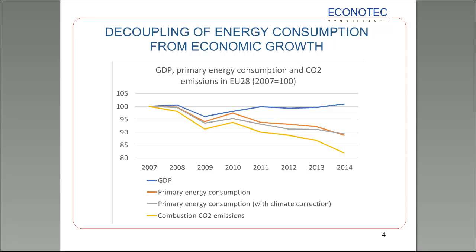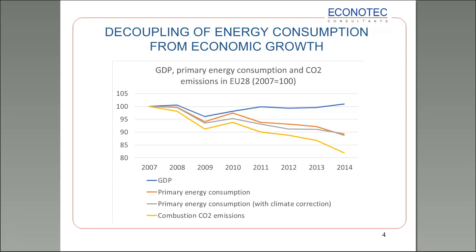The first chart here shows the decoupling of energy consumption from economic growth. The blue line shows the evolution of GDP, and then you have the evolution of primary energy consumption, the primary energy consumption after climate correction, and the evolution of the combustion CO2 emissions. That's for EU 28, that means the 28 countries of the European Union. That's the EU before the Brexit.